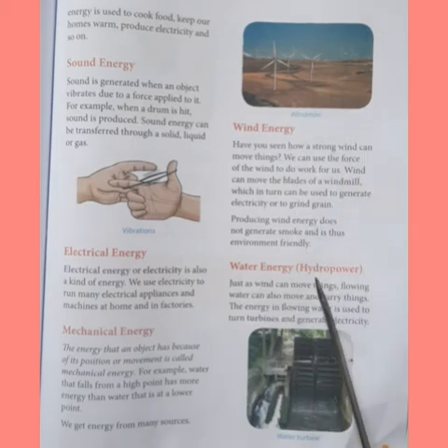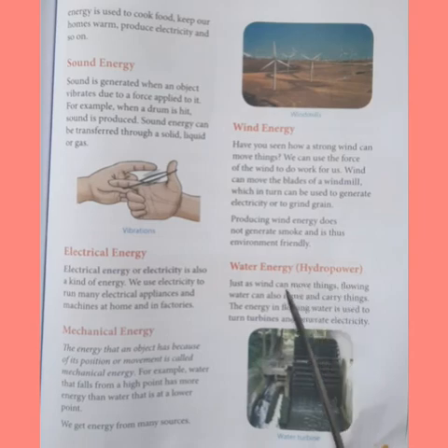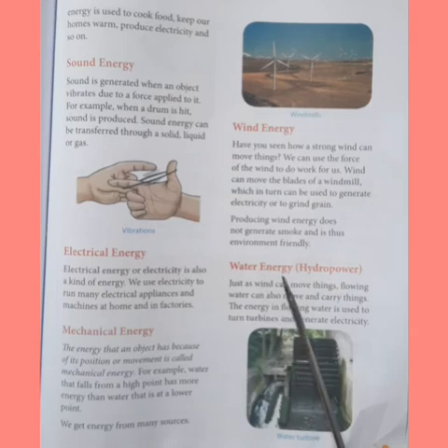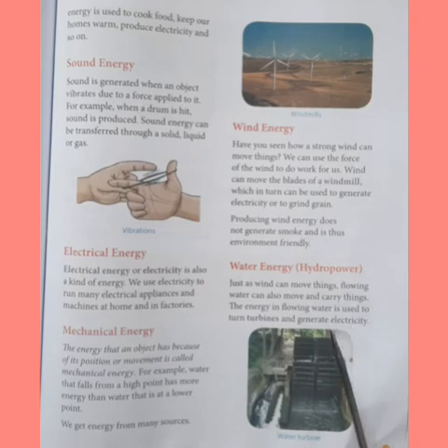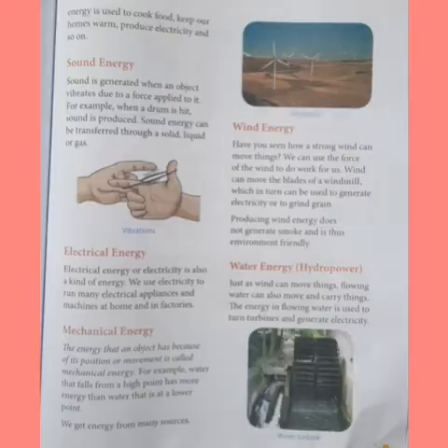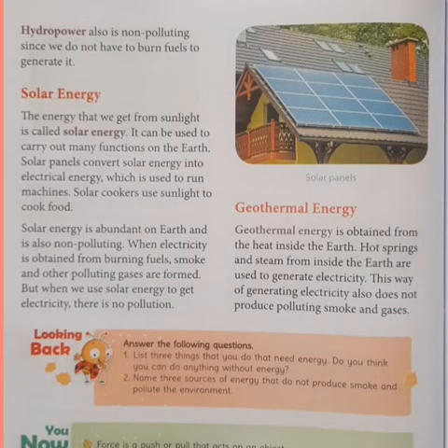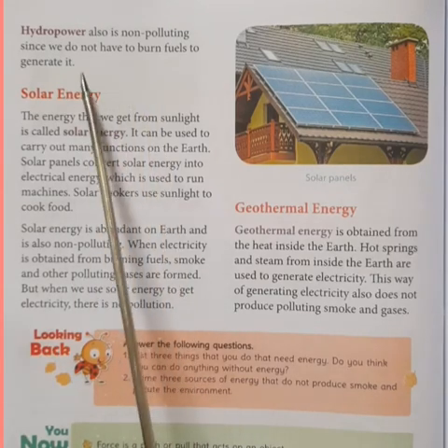Water energy or hydropower. So, the energy that is obtained from water is the water energy. In order to obtain the energy from water, huge turbines or wheel-like things are used, and water is made to fall on these turbines, and these turbines rotate. So when these turbines rotate, the energy in the flowing water will be used to turn turbines and generate electricity. That is water energy. So, hydropower energy is also non-polluting. It is eco-friendly.